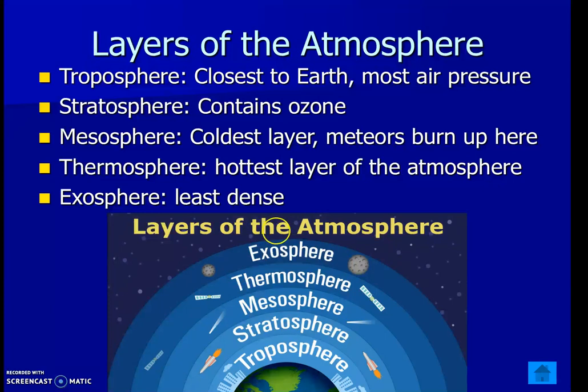Next we have the thermosphere, which is the hottest. Thermo means warm or heat. It is absorbing most of the sun's heat. Finally, we have the exosphere, or the outer layer. The prefix ex tells us it's the outside or the exit to the rest of the universe. It is the least dense layer of the atmosphere.